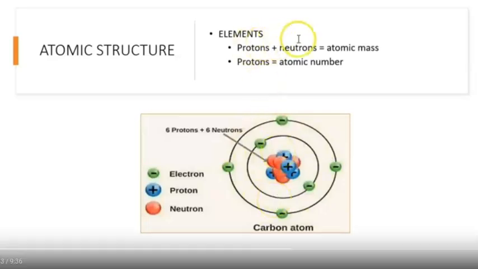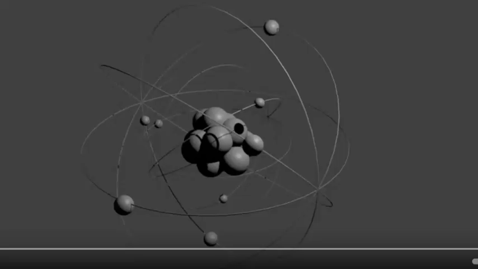The number of protons and neutrons in the nucleus is going to be the atomic mass. The number of protons only is going to be the atomic number.